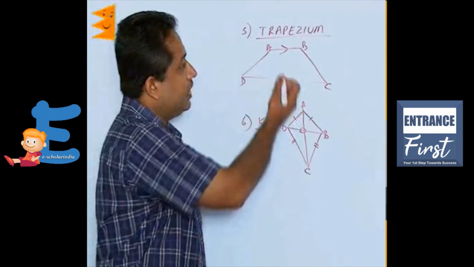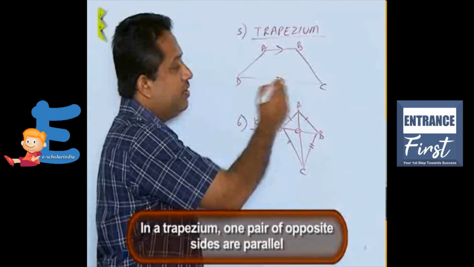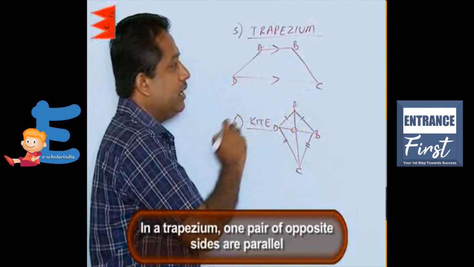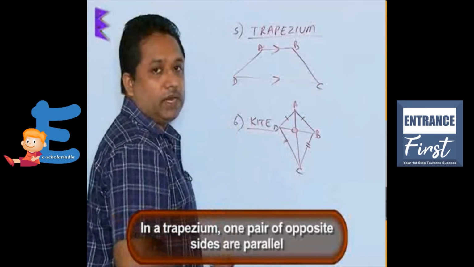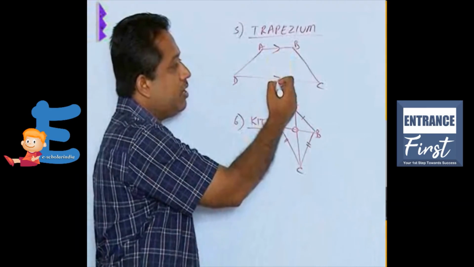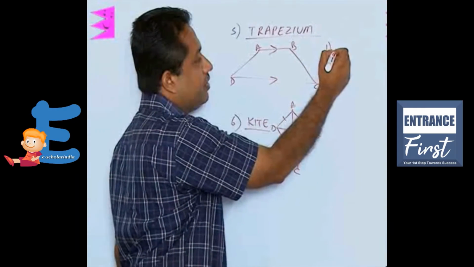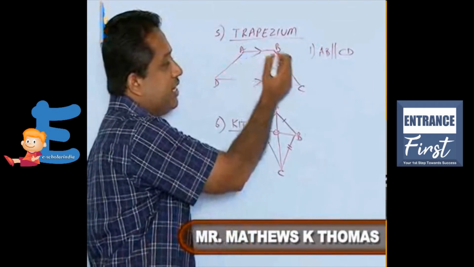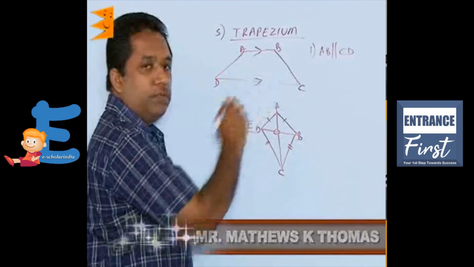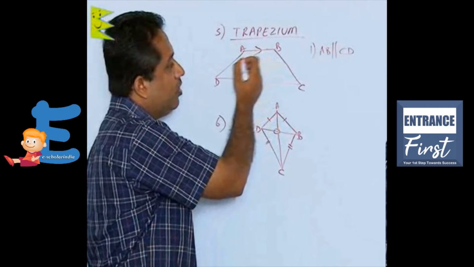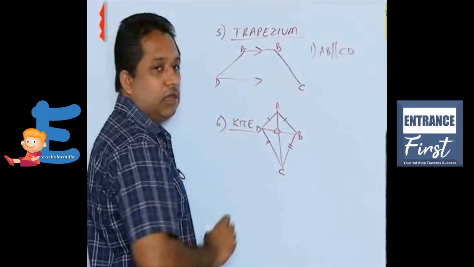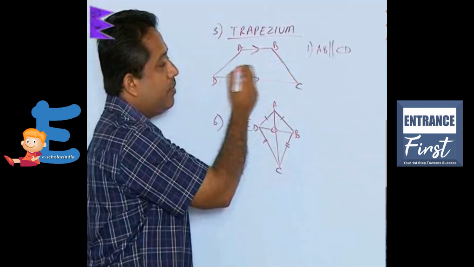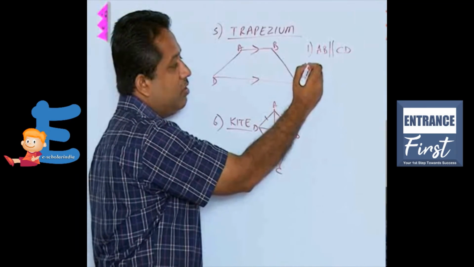A trapezium is a figure in which one pair of opposite sides are parallel to each other. So here we find that AB and CD are parallel, but AD and BC are not parallel lines. So if one side is parallel to the other, then that figure is a trapezium. So we have AB parallel to CD. These two sides are not parallel, they may or may not be equal. So we cannot take for granted that these two sides are equal, but definitely we can say that they are not parallel. This may be equal or may not be equal. That has to be given to us in the question.